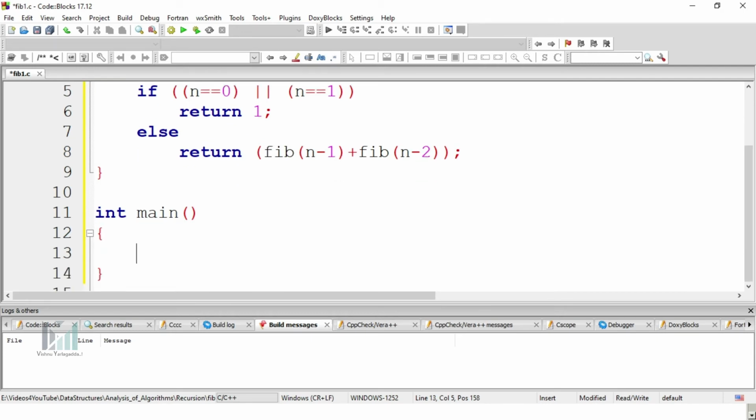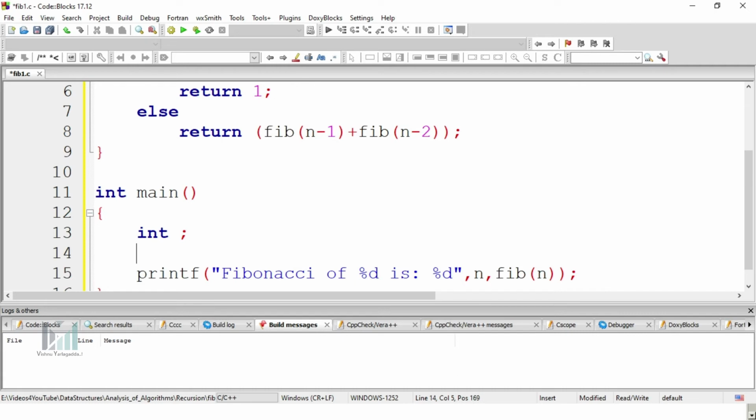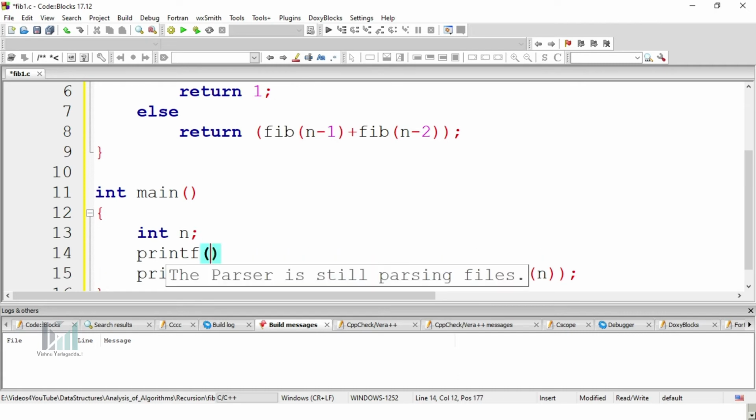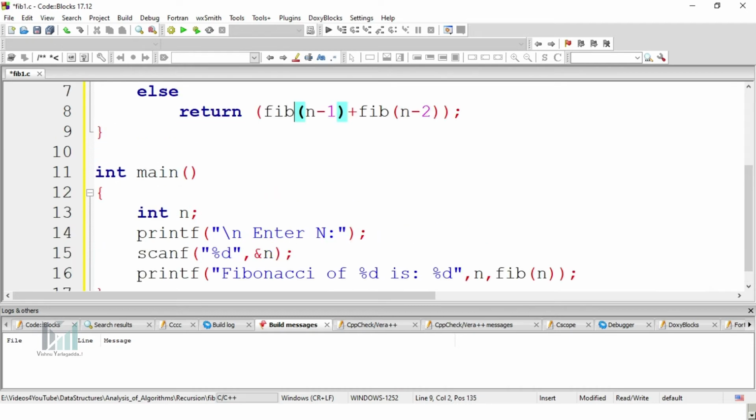So int main, I am calling printf, %d. Then Fibonacci of %d is %d. So that is n comma fib of n. I am calling the Fibonacci function. So int n, printf enter n, scanf %d ampersand n. So this will be the program, a simple program.